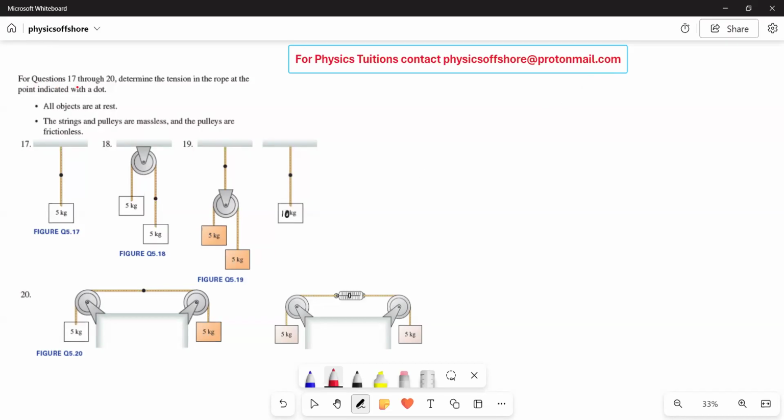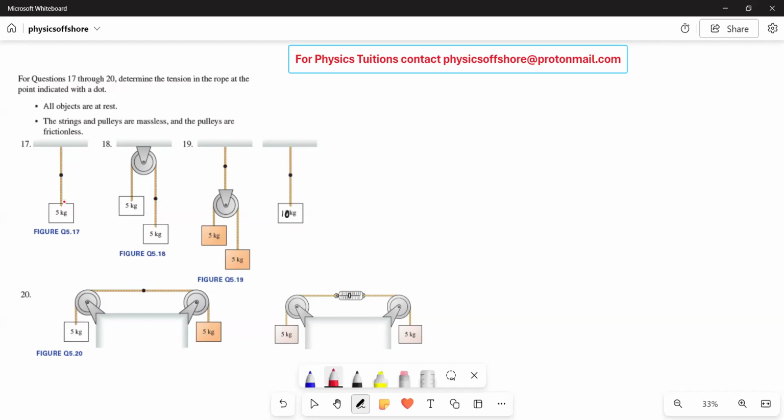For questions 17 through 20, determine the tension in the rope at the point indicated with a dot. All objects are at rest. The strings and pulleys are massless and the pulleys are frictionless. All these questions are conceptual questions based on Newton's laws. See the first question, question number 17.